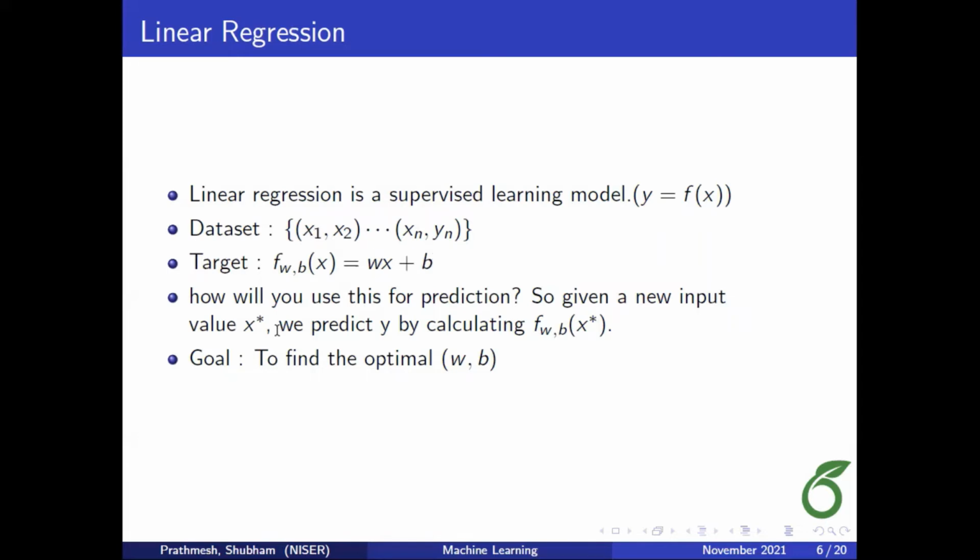Let's say somehow we can find this function for the moment. Once you have this function, the question is how to use it for prediction. Let's say you are given a new input value x star, then we will predict the output y by simply calculating f_{w,b} of x star. Now, to find this target function, our biggest challenge is how to find out w and b. For that, I will now get into the mathematical details of this calculation, so kindly bear with me.